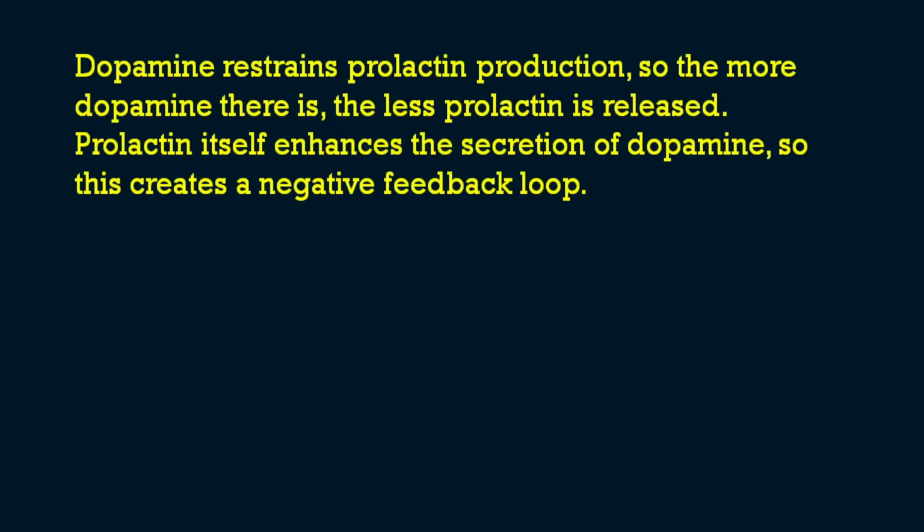So what is the role of dopamine? You know that dopamine restrains prolactin production. The more dopamine there is, the less prolactin is released. That means prolactin itself enhances the secretion of dopamine. So this creates a negative feedback loop. Whenever there is an increase in the prolactin level, it itself will release the dopamine, and this dopamine in turn reduces the production of prolactin. So this is a negative feedback loop.